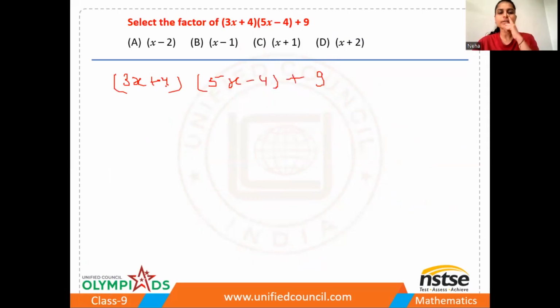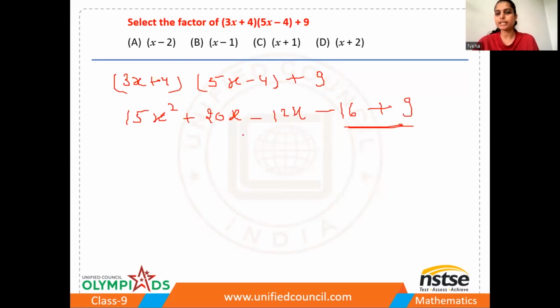Perfect. So first I can multiply both the given brackets, right? So 5x into 3x is 15x square, plus this is 20x, minus 12x, minus plus is minus, and 4 into 4 is 16, and then plus 9. This I can solve, right? So this is 15x square, this I can also solve. This is plus 8x and this is minus 7.